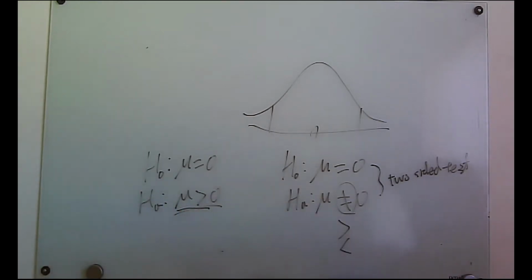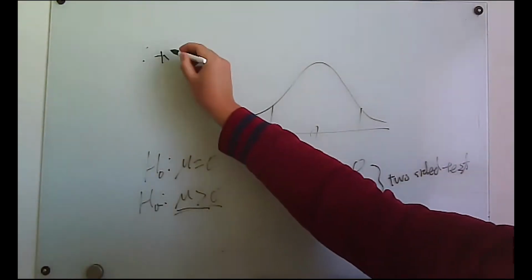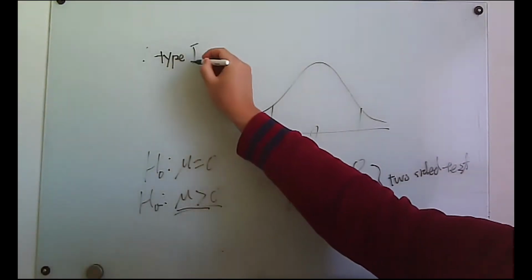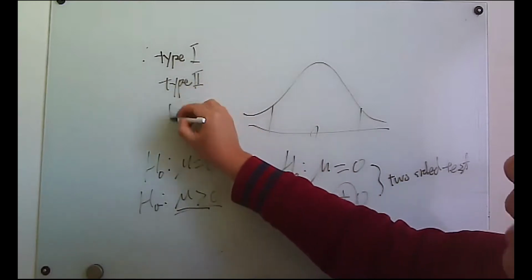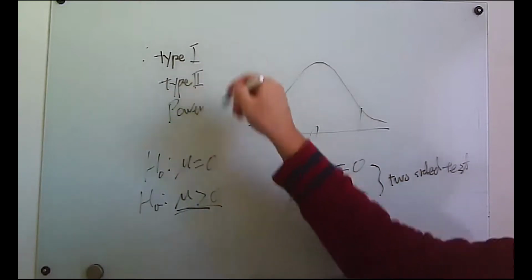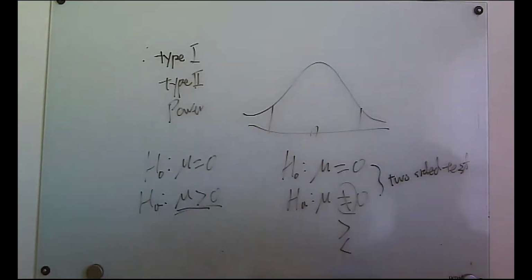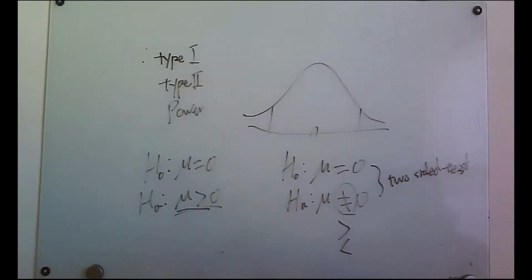Those are the examples, and we are also going to talk about type 1 error, type 2 error, and the power of the test. These are the topics we're going to cover today. So let's go one by one in detail.